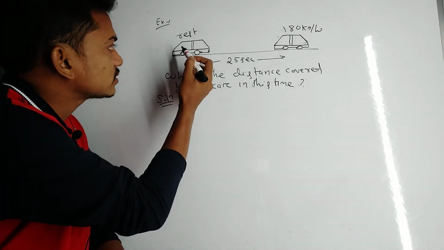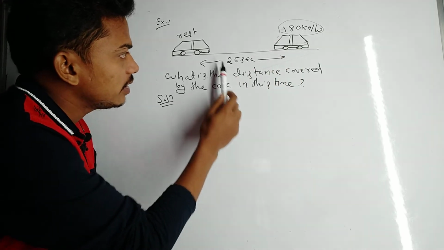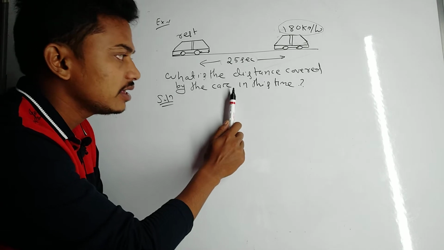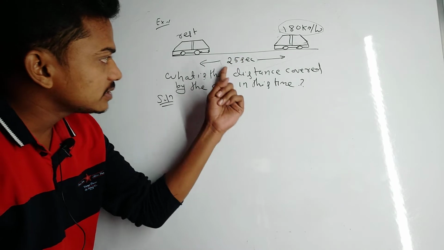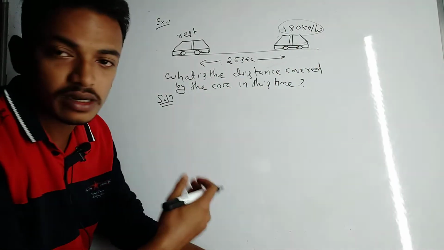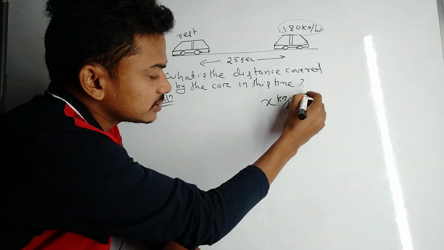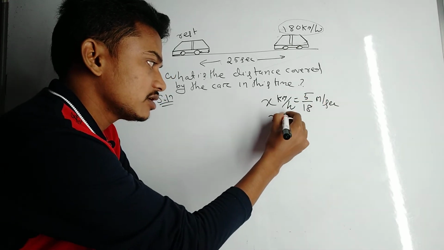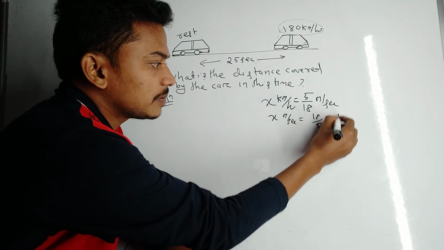Example 1. A car starts from rest and accelerates to a speed of 180 km per hour in 25 seconds. What is the distance covered by the car in this time? First see that time is in seconds and the speed is in kilometer per hour, so you have to convert kilometer per hour into meter per second. Remember this: x kilometer per hour is equal to 5 by 18 meter per second, and x meter per second is equal to 18 by 5 kilometer per hour.